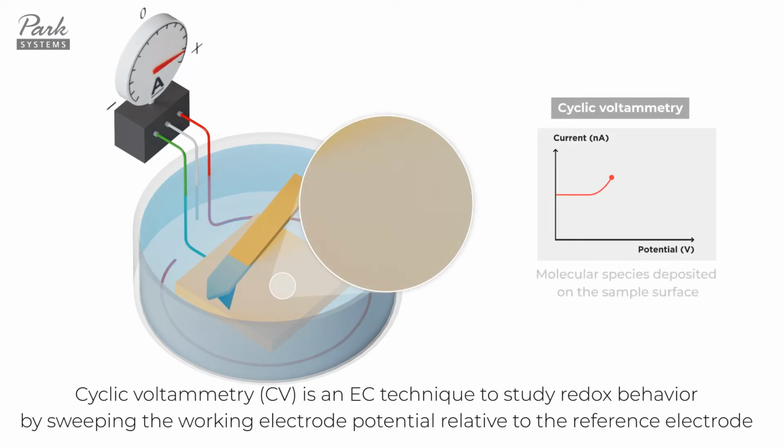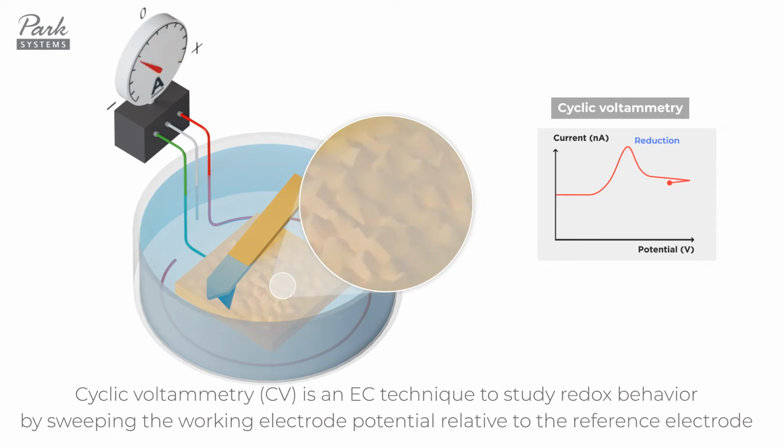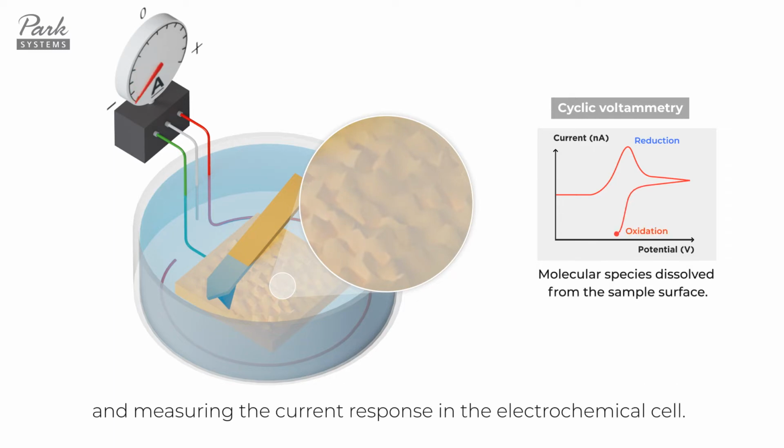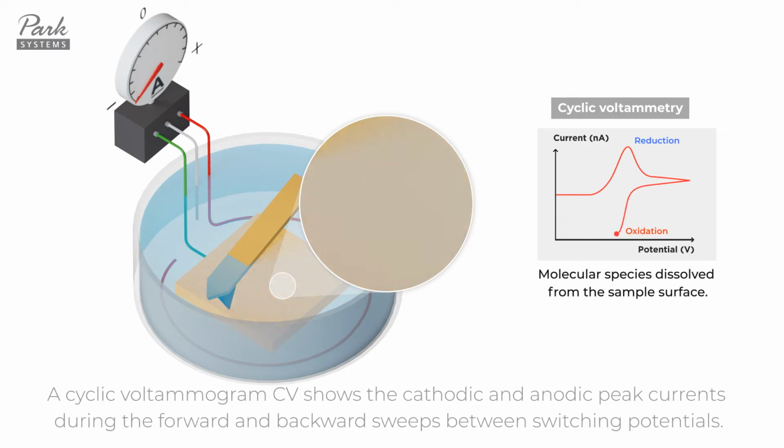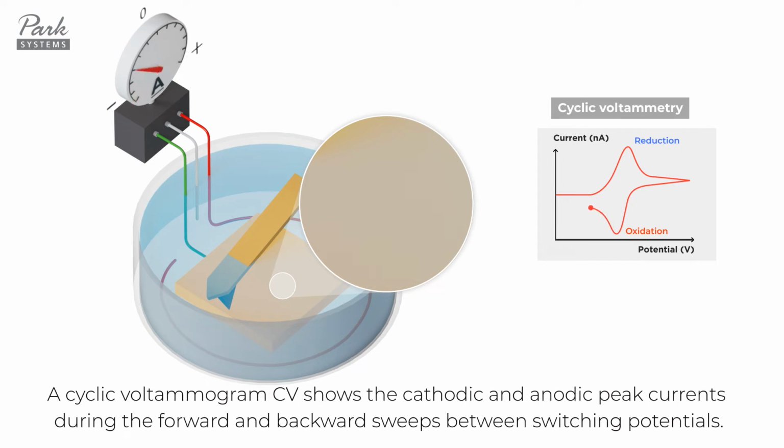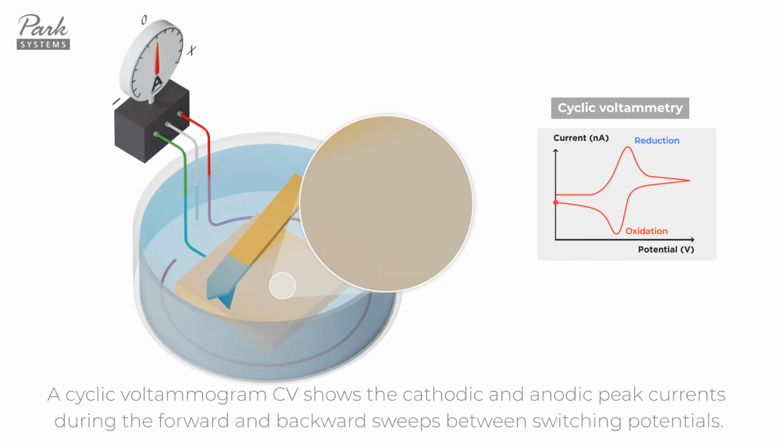Cyclic voltammetry is an EC technique to study redox behavior by sweeping the working electrode potential relative to the reference electrode and measuring the current response in the electrochemical cell. A cyclic voltammogram, or CV, shows the cathodic and anodic peak currents during the forward and backward sweeps between switching potentials.